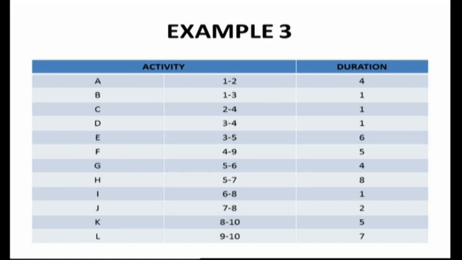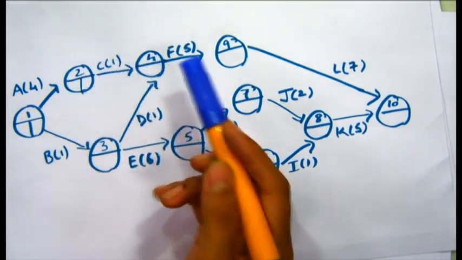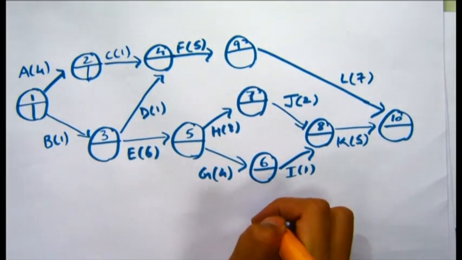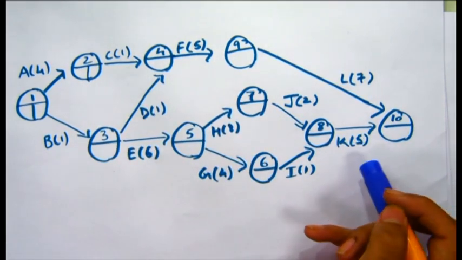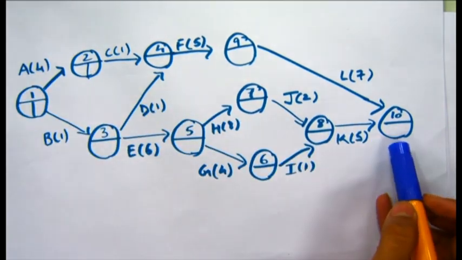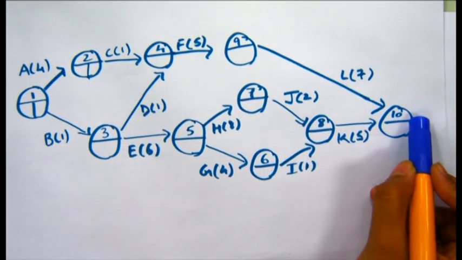Now, we have already learned how to make a network diagram. So we already have a network diagram built and ready for this given data. If you look at the data, you can understand and relate it with the data given. This is the network diagram for this particular example. We have activities starting from A to L.